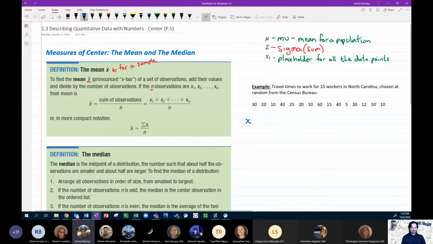So if I want x bar for this sample, it's going to be 30 plus 20 plus ... plus 10, all of my data points. And if we're looking at this notation, 30 would essentially be x sub 1, then x sub 2, and the last one would be x sub 15, because we have 15 items in our list, and that's the 15th one in the order that they were collected.